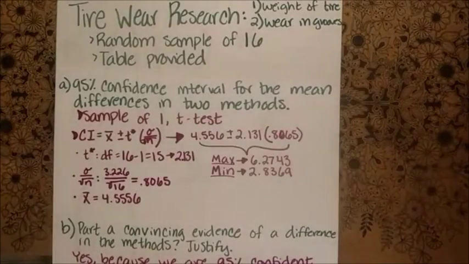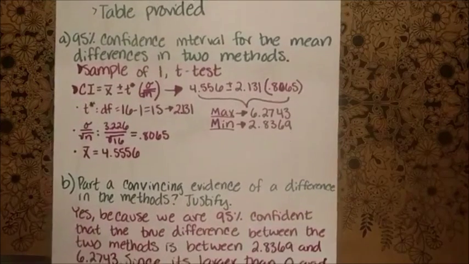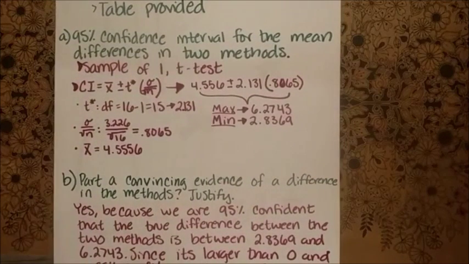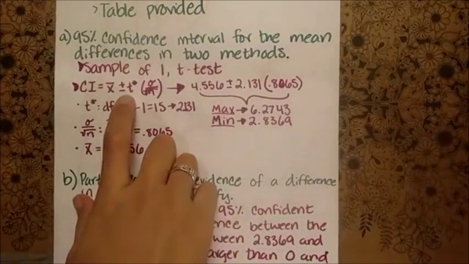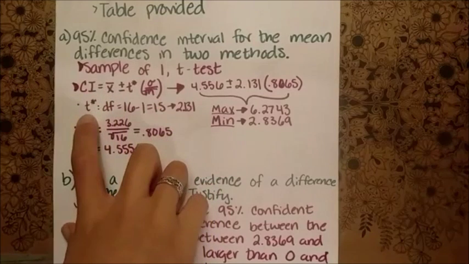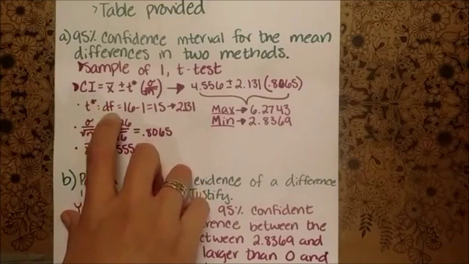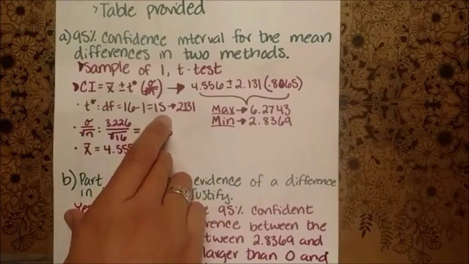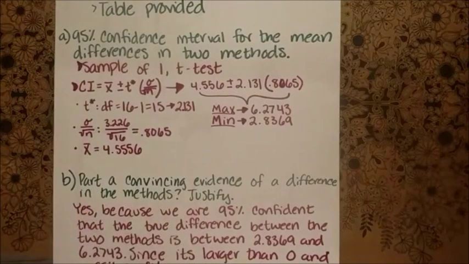So our first question was, what's the 95% confidence interval for the mean difference in the 2 methods? So I just stated that it is a sample of 1. There's only 1 sample, and it's a t-test. And here's the little formula you would use. And then you can see that the t star is going to end up being 2.131. You just get that 16, which is your sample size, minus 1 is 15, and you just look that up in your book, and it's 2.131.